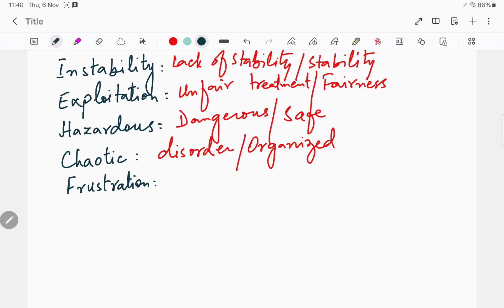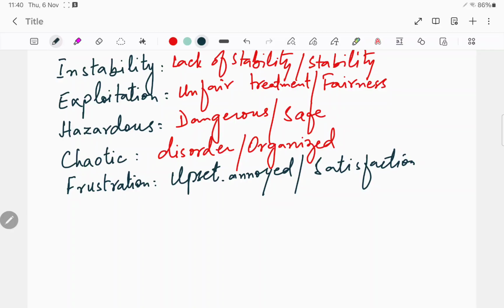The next word is frustration, which means the feeling of being, you may say, upset or annoyed as well. And the antonym can be somebody who is satisfied, or we may say satisfaction. The sentence we can have for frustration is unemployment and poverty create frustration among the youth.